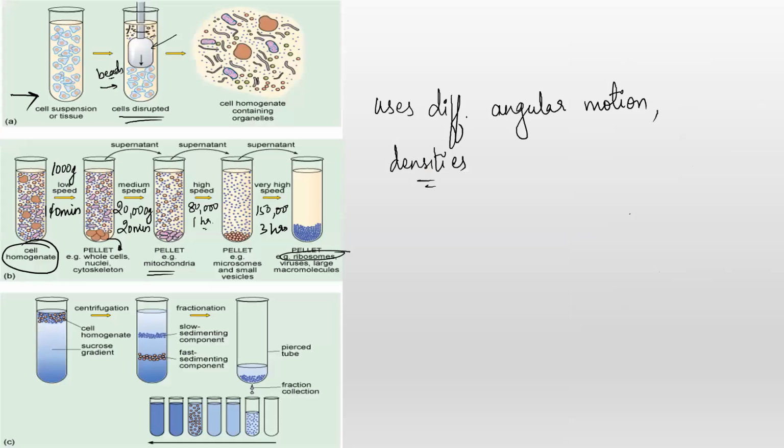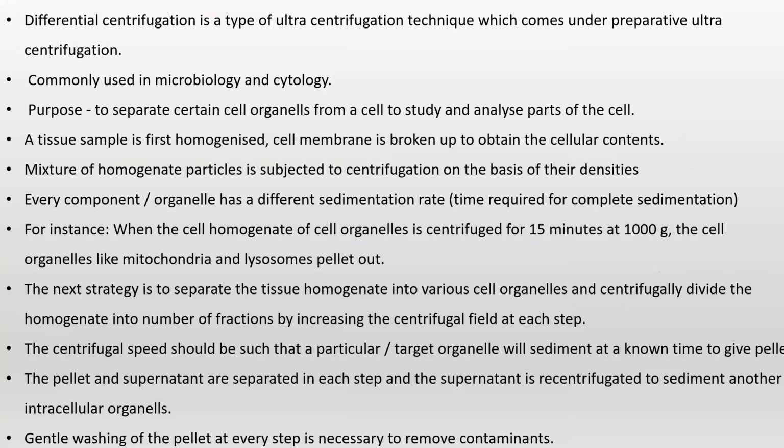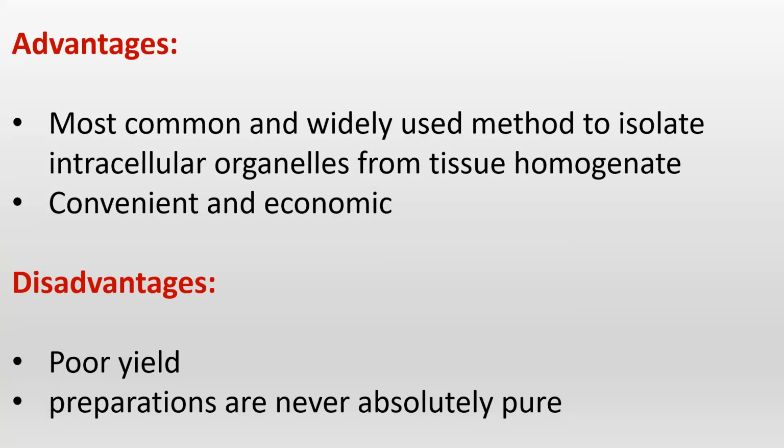Assays will also come because, when you get a purified cell organelle, you do particular reactions. There are particular reactions that happen in a particular cell organelle. So you can use those reactions to find out whether the mitochondria that you have isolated is in an active form or not. So this was about cell fractionation.